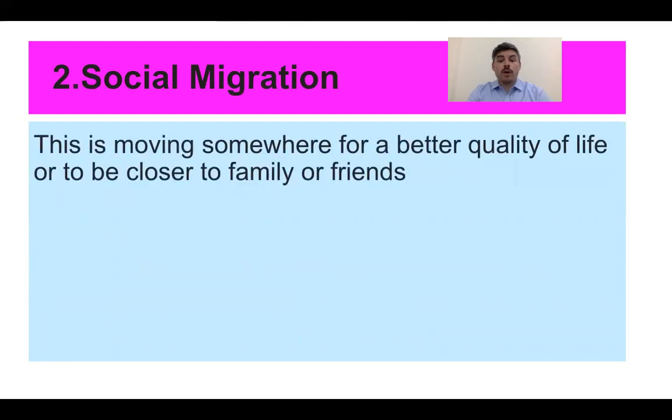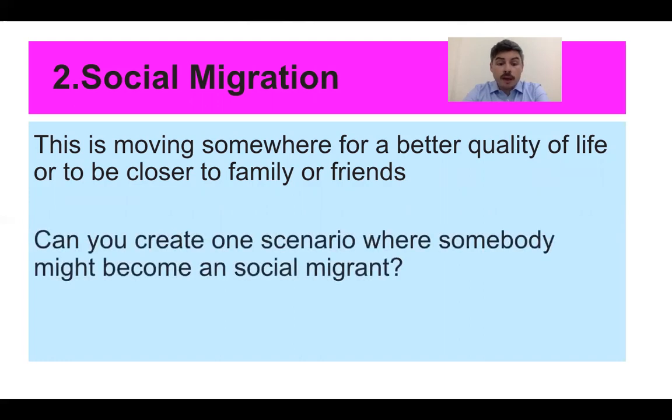Second, social migration. This is to do with a better quality of life. So you want more options, you want better schools, you want better hospitals, you want more sports to play, you want more concerts to go to, cinemas, shopping malls, restaurants. Anything that's going to make your social life better, or if you're moving to be close to family or friends. Again, please, can you create one scenario where someone might become a social migrant? And can you please pause the video and write that down?